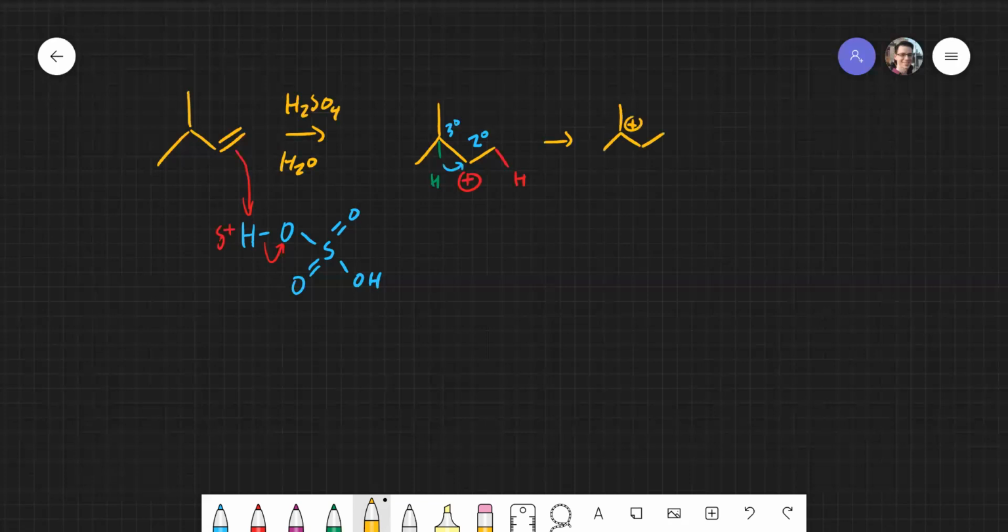Okay, that's more stable than the previous intermediate that formed. I'm just going to draw those hydrogens. Actually, I'll put that on the beginning one too, just so that you can track where the different hydrogens are coming from. So that's a hydride shift because hydrogen was moved in order to produce a more stable carbocation.